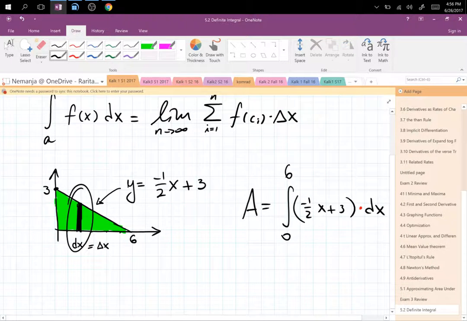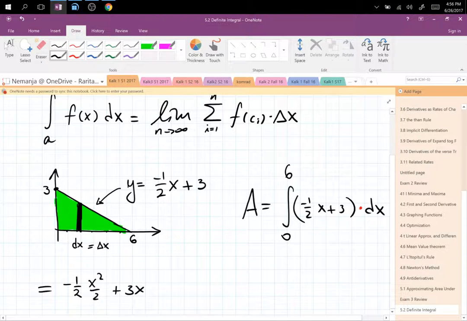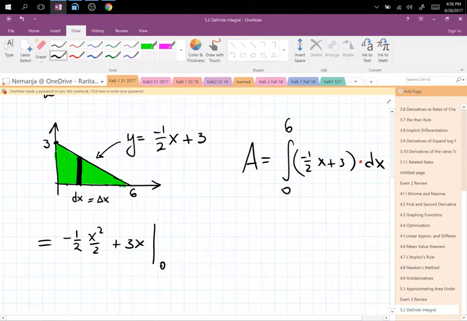This is a rectangle. So you can see that over here you have the height times the width, and you know that length times width is area of the rectangle. So now that you have this, you will proceed to solve the problem using the antiderivative. So negative 1/2 and then x squared over 2 plus 3x. And now you write this vertical line computed from 0 to 6.